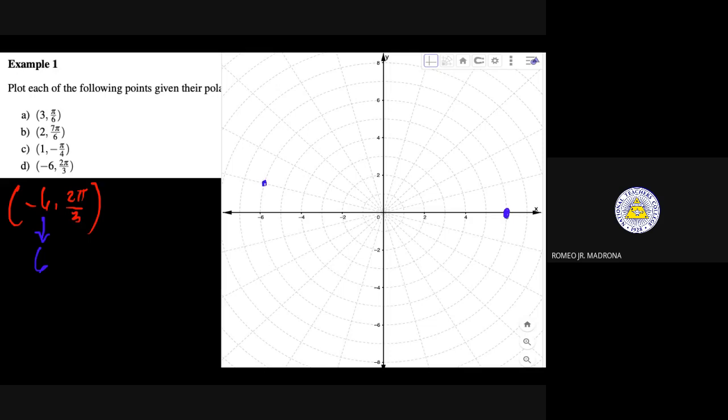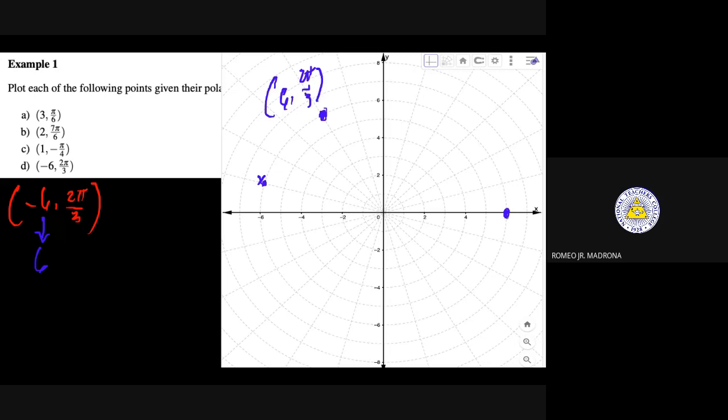Tama ba ako, class? Ito. 2 pi over 3. Tama ba, class? 120 degree. 120. Ay, mali. 160, 120. Mali pala ako. So, nandito. No? 60. Yeah. So, nandito pala. Ayan, mali pa ako, no? Nakakabulag talaga si pi over 3. Okay. So, nandito yung point natin. Okay? So, this is our point, which is 6, 2 pi over 3.